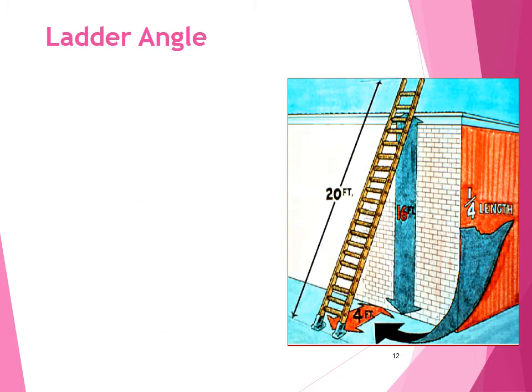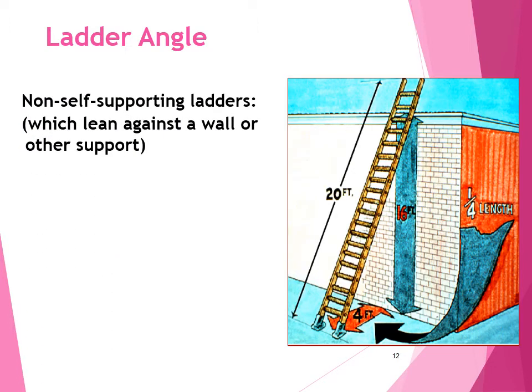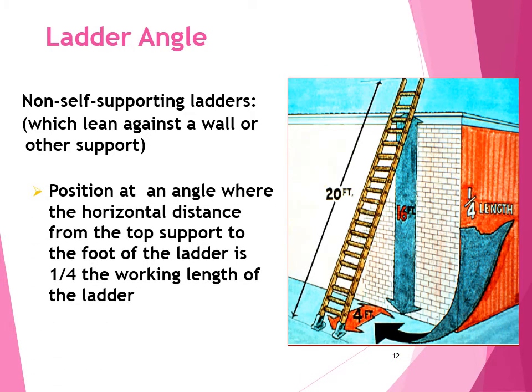Ladder angle. This again plays a very vital role. It should be at least a minimum of 4 feet at the bottom. It should be inclined in such a fashion. For non-self-supporting ladders which lean against a wall or other support, position at an angle where the horizontal distance from the top surface to the foot of the ladder is 1/4 of the working length of the ladder.